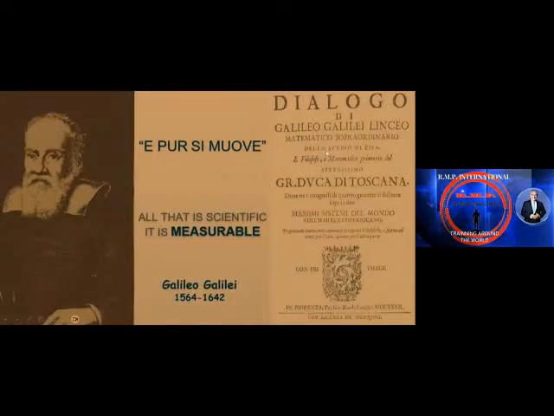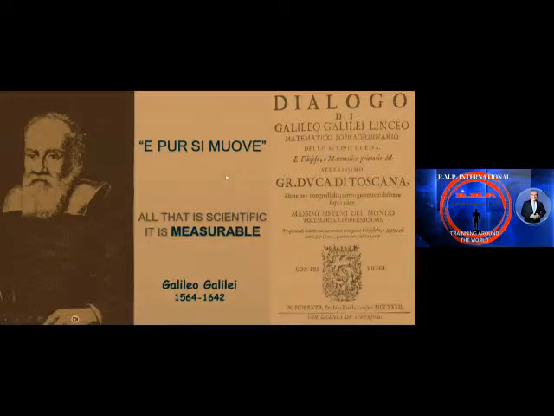Many years ago, this Italian person, Galileo Galilei, said about the earth, "Eppur si muove," it is moving. And he said all is measurable. If he could measure at that moment, nobody could say, okay, you are right.